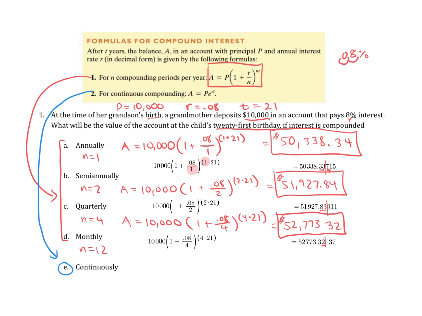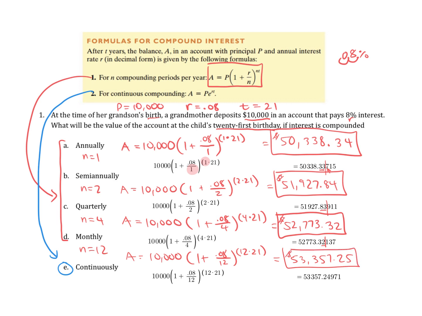And for monthly, same thing. 10,000 times 1 plus 0.08. I change n to 12 because it's monthly. And then to the 12 times 21. And we get $53,357.25.